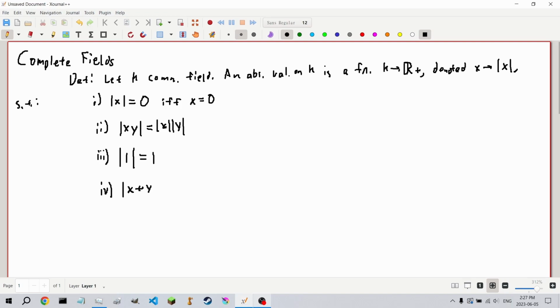And our final condition is the triangle inequality, where the size of the sum is at most the sum of the sizes.